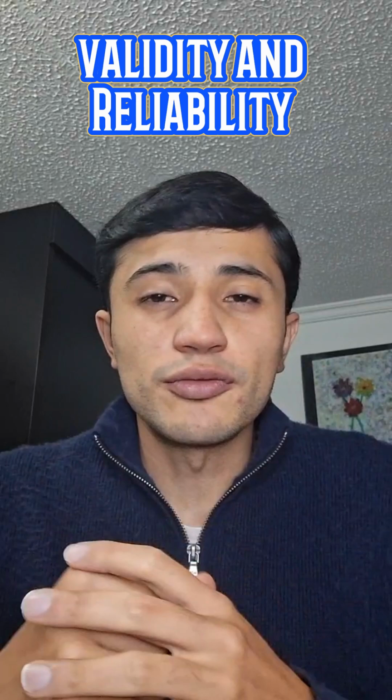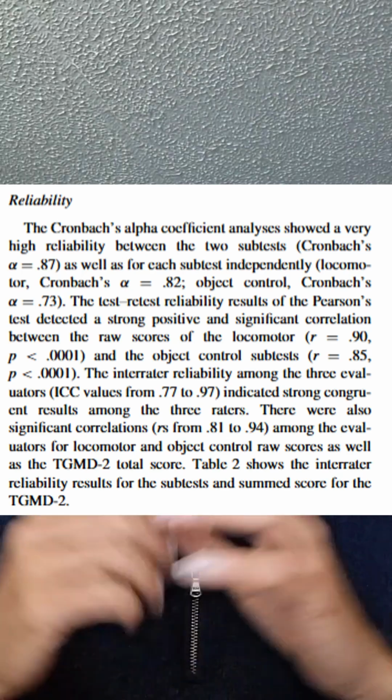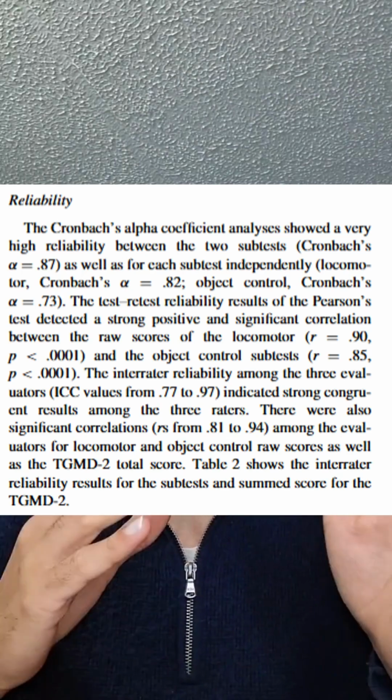Now, talking about validity and reliability, this study investigated the reliability and the validity of the TGMD-2 for assessing gross motor skill in South Korean children aged 3 to 10 years old and involved 141 children from the southeastern region of Seoul. In addition, interrater agreement was high with an ICC coefficient between 0.77 and 0.97, suggesting that the raters obtained consistent results when applying the test.